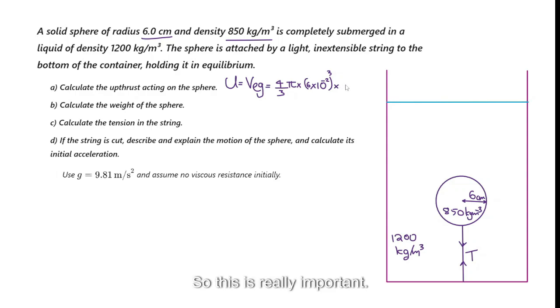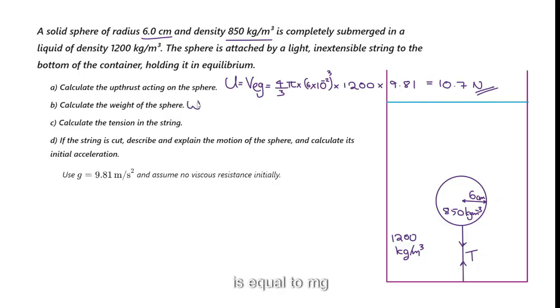Rho is the density of the fluid outside. So this is really important. This is one of the things where people go wrong. People sometimes substitute 850 when they actually should have used 1200. So it's always the density of the fluid. So in upthrust, 1200 multiplied by 9.81. So the answer here is 10.7 newtons.